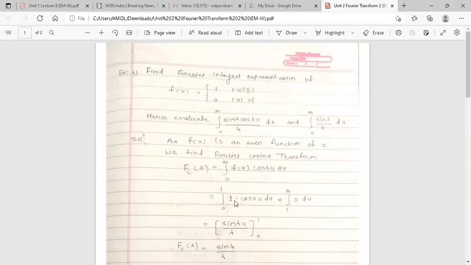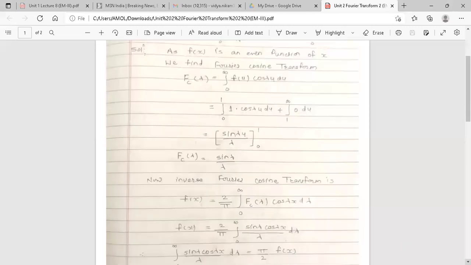Now 1 into cos lambda u, the integration from 0 to 1 of cos lambda u du. Integrate the cos function. The integration of the cos function is sin lambda u upon lambda, because the variable is u and the constant is lambda, and the limits are 0 to 1. Now the upper limit is 1. Here the variable is u, so replace u by 1. So sin lambda upon lambda minus, if we put the lower limit 0, sin 0 is 0. So the second term is 0. So the cosine transform is here only sin lambda upon lambda.